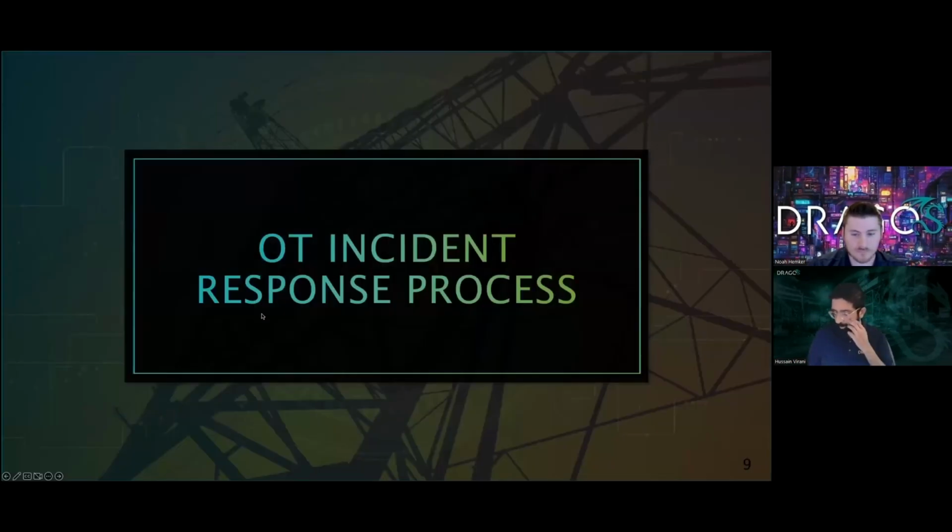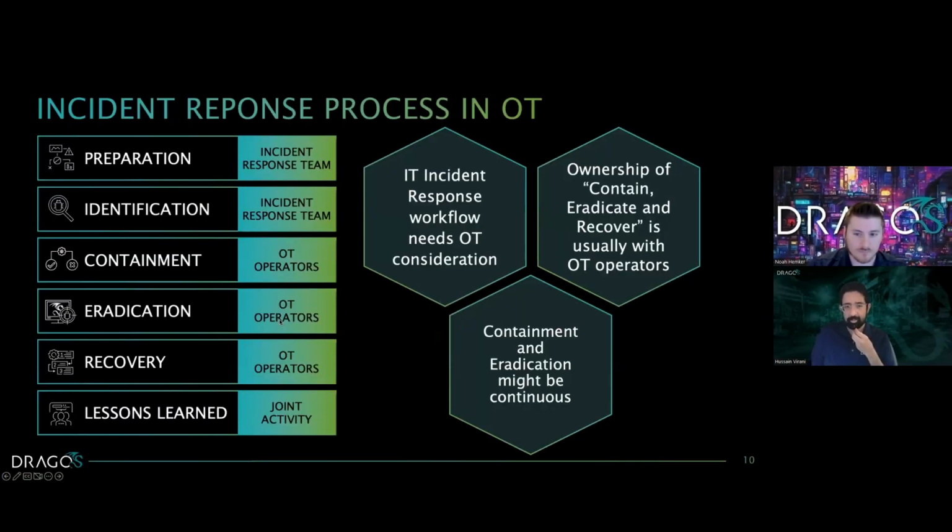So let's talk a little bit about the OT incident response process. As you can see on the left-hand side, there are 3 key groups. Well, 2 really, but 1 joint activity. So you have your incident response team, and then you have your OT operators. We like to call them plant champions. And so through the entire life cycle, you prepare, you identify as the IR team, and then you contain, eradicate, recover, and then jointly do the lessons learned.